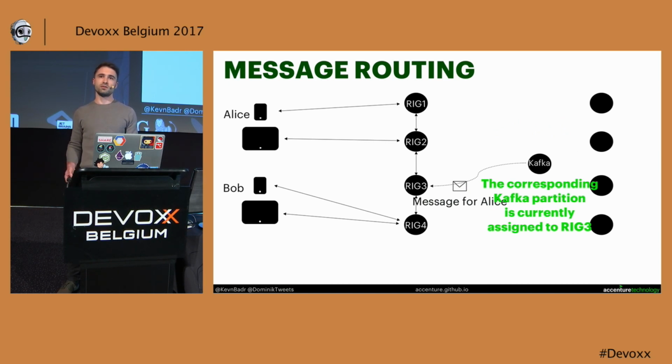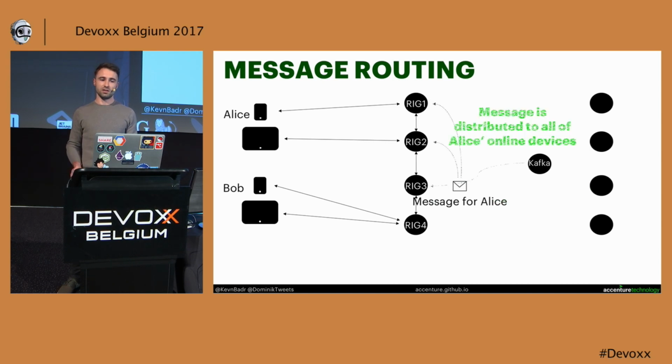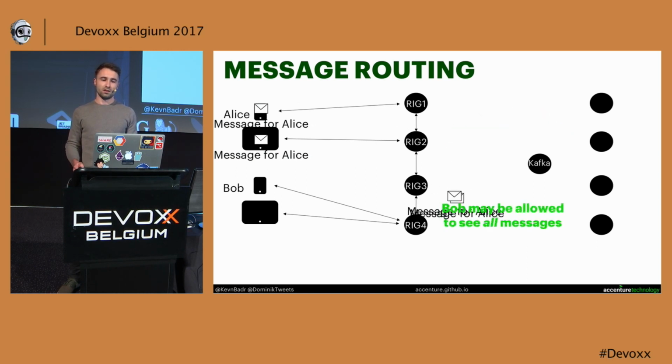They are group consumers, so they split, the partitions are assigned evenly among the cluster. So this is just basically at random where this message ends up. Now Rig 3 knows where Alice's devices are, so Rig 3 can distribute the message to the other nodes where Alice's devices are connected, and those nodes then push down the message.